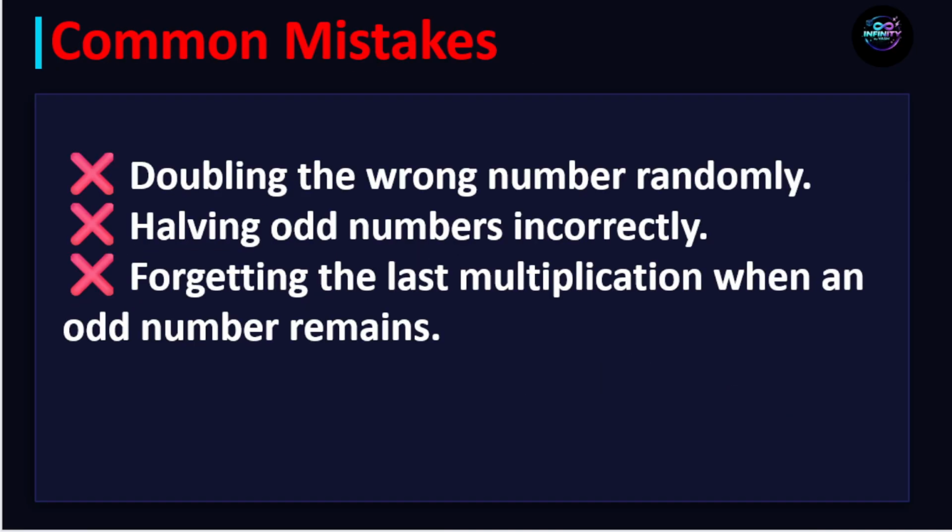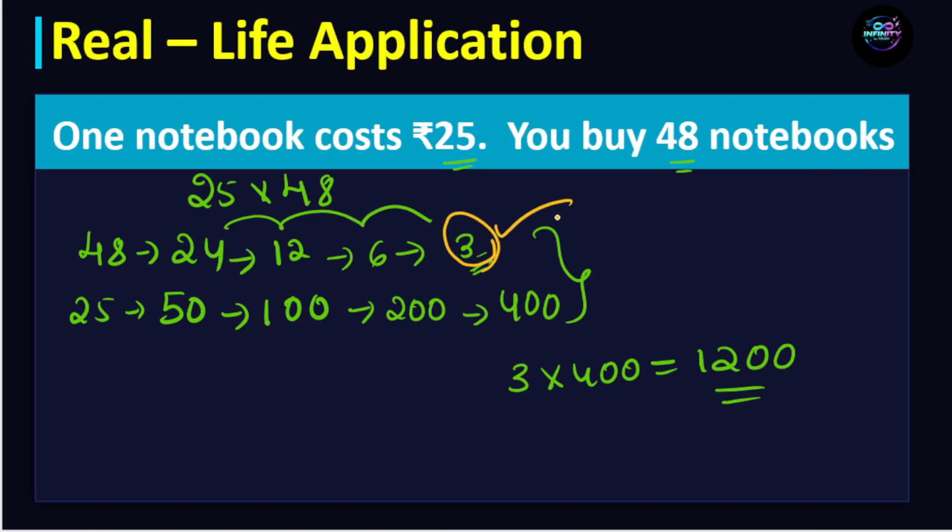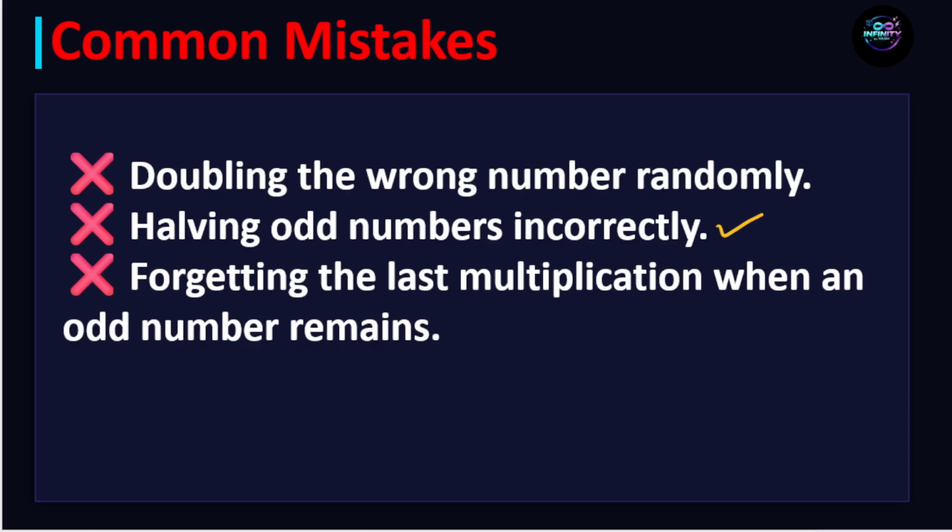Now we'll discuss some common mistakes. Doubling the wrong number randomly. If you have one odd number and another even number, always choose the odd number for doubling and the even number for halving. Halving odd numbers incorrectly. When you halve an odd number, you will get a decimal. So don't choose odd numbers for halving. Forgetting the last multiplication when an odd number remains. Like previously we got 3 as the last number. So don't forget to multiply 3 with 400. These are some common mistakes you make while multiplying.